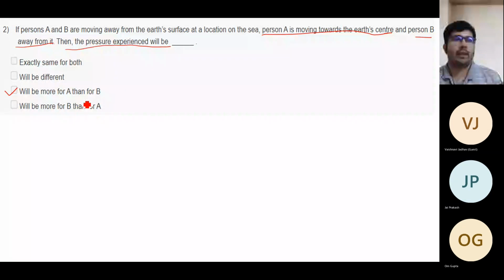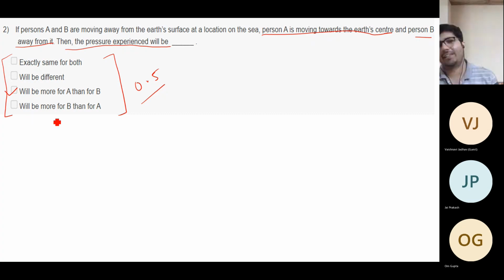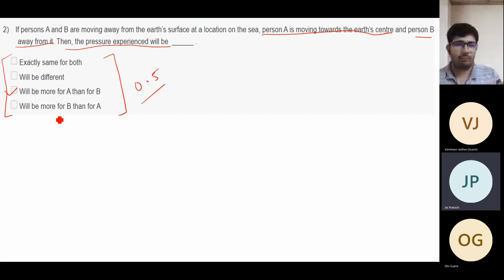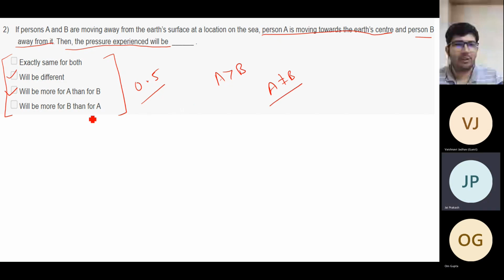Okay. If you answer like this, then you will get 0.5 marks only, half marks only, because I think you have not read the options carefully. As I have already told you in earlier classes, it is not mentioned that only one option is correct. B will be correct and C also. If you are saying that it will be more for A than B, it means A and B are different, and not equal. So option B is automatically correct.